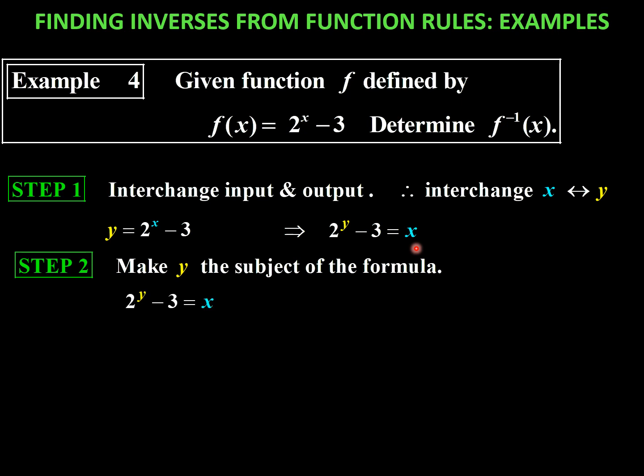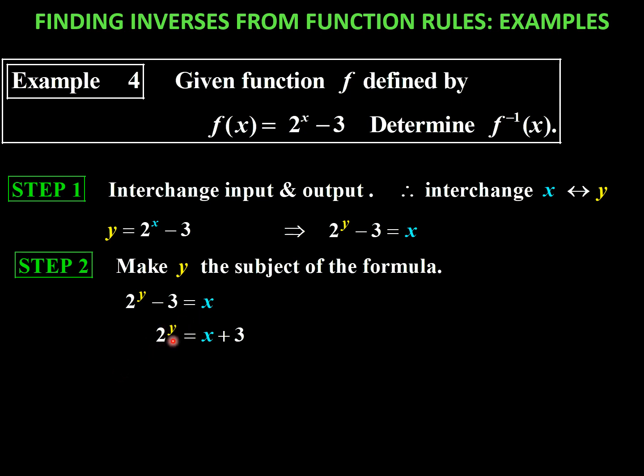So now, there are two operations. There's the exponent and there's subtracting 3. What will we do first? That's right, the subtracting 3 becomes adding 3. And now we've got something new here, 2 to the exponent y. Now to make y the subject, remember we said from that table, the opposite of exponent is logarithm.